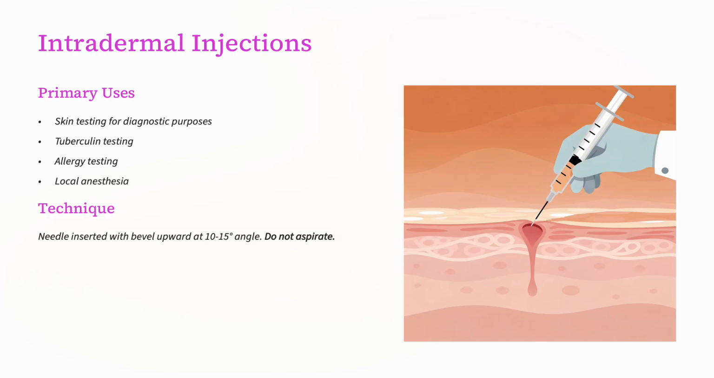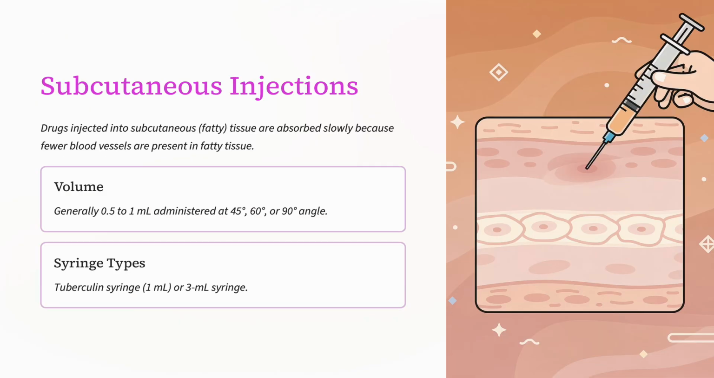And so what we do in intradermal is for skin testing, for diagnostics. So TB testing, allergy testing. Sometimes they may inject a local anesthetic like lidocaine. So maybe they're doing something minor to the skin. Maybe they're removing a mole. And so they may inject a little bit of lidocaine intradermally. And then we have subcutaneous that are going to go a little bit further into that subcutaneous fat.